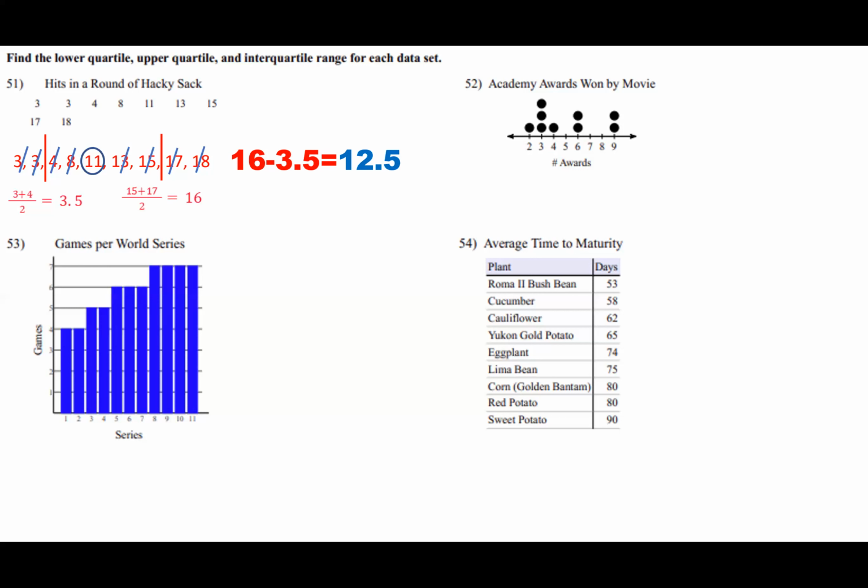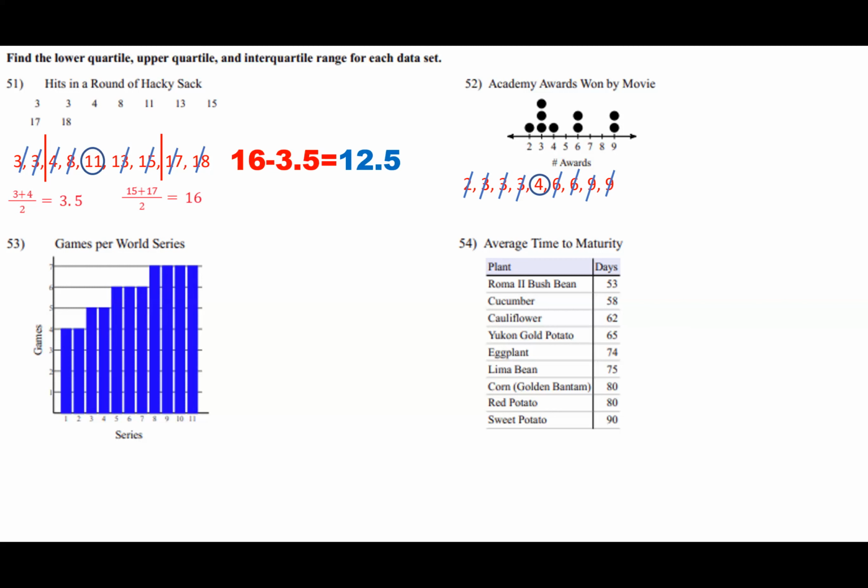Question number 52. First thing I'm going to do, let me put my numbers in order from small to large. So 2, 3, 3, 3, 4, 6, 6, 9, 9. Let me find the median. Let me cancel the smallest number and the largest number, and again, and again, and again. It gives me the median is 4.